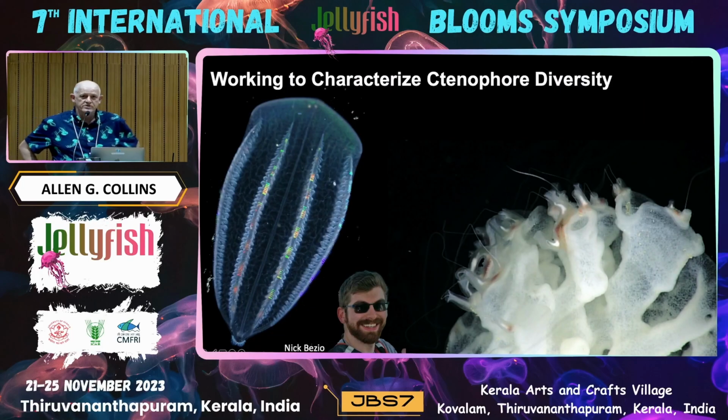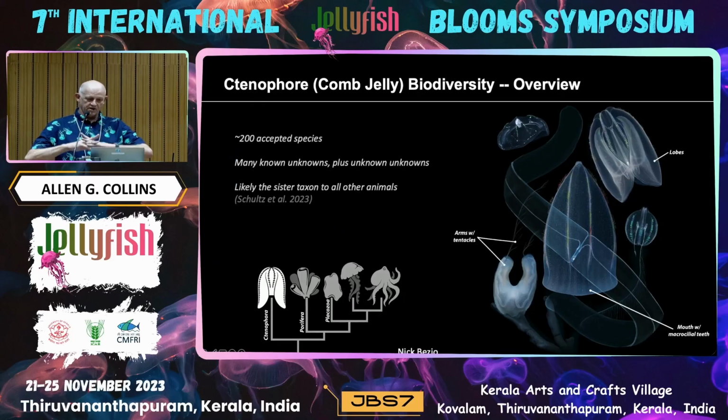Now I want to just turn to some work that's going on in my lab with Nick Bizzaio. I'm going to focus on ctenophore biodiversity characterization. So we all know about the phylum. There are about 200 species. It comes in a lot of different body forms: the lobate forms, the beroid forms, the tentaculate forms, and the benthic ones.